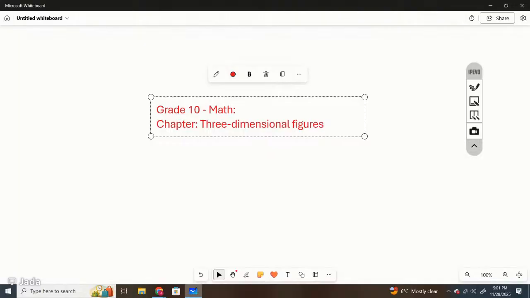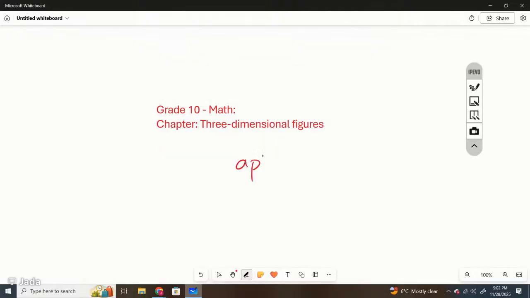We are here for grade 10 math. You can find all the lessons on aplusstudents.com. You have to log in there using your email address, and the password is provided by the administrator.